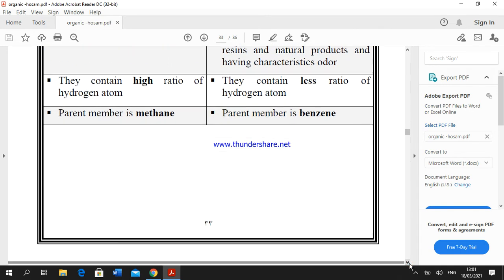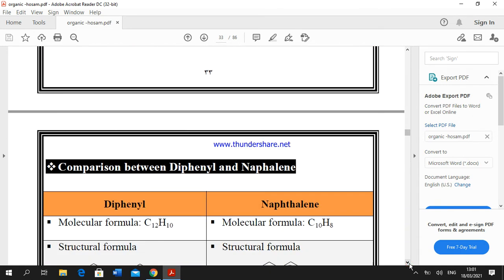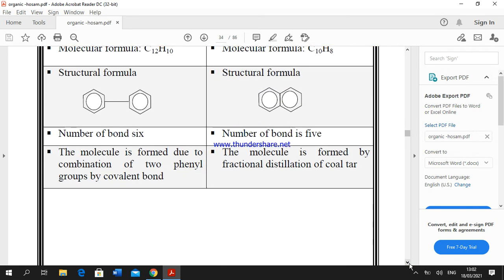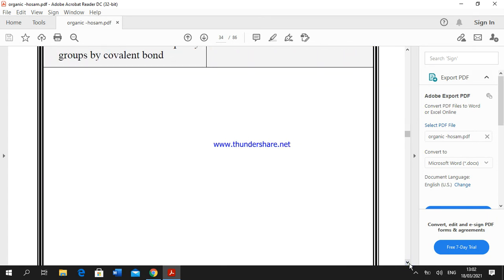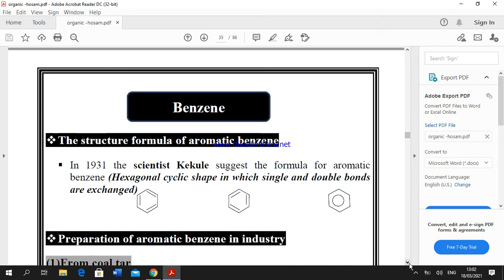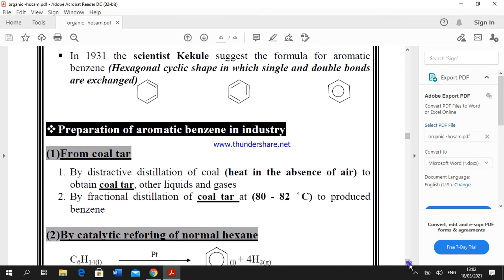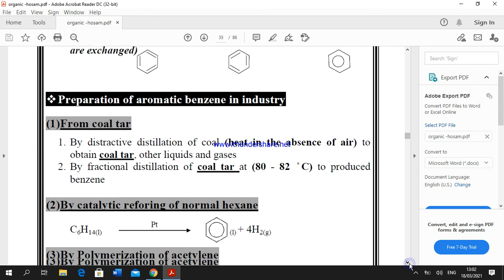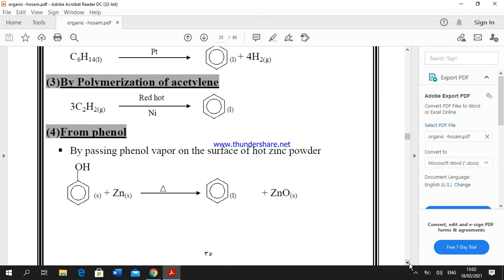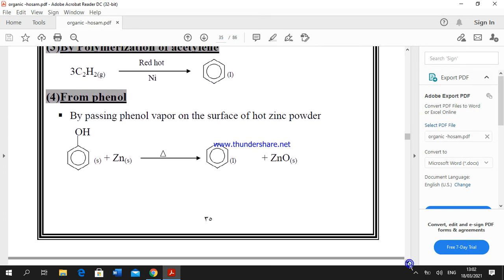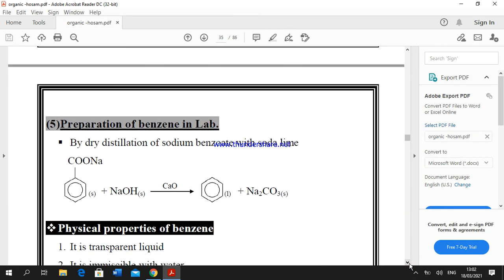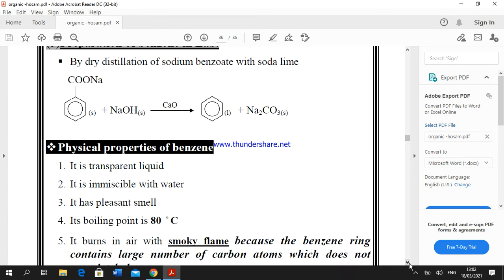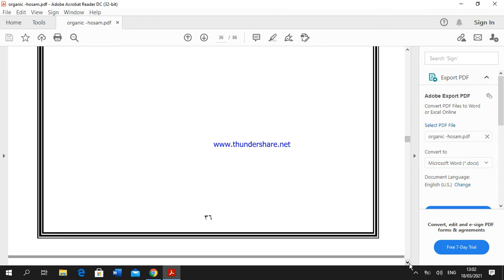Okay? The aromatic compound may contain one benzene ring, or two benzene rings, or three benzene rings. Example, okay, when the aromatic compound contains one benzene ring, it is known as benzene, and when the aromatic compound contains two benzene rings attached together, the compound produced is called naphthalene. When the aromatic compound contains three benzene rings attached together, the compound formed is known as anthracene. Okay?